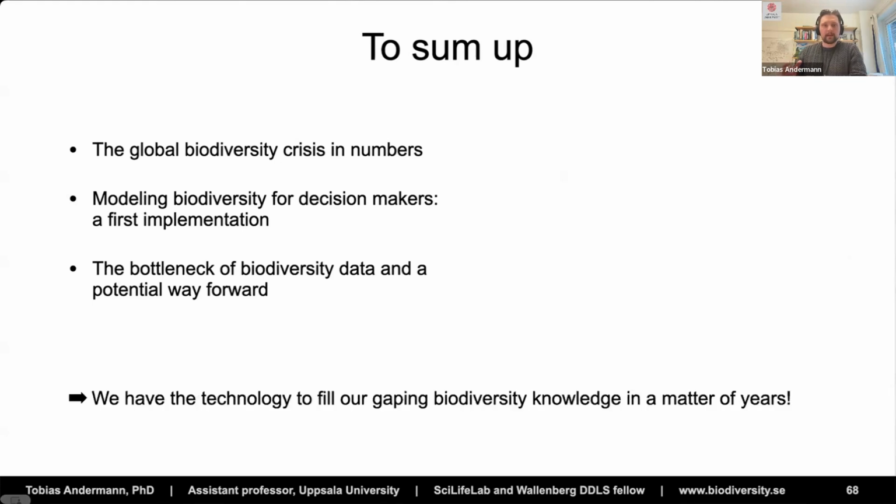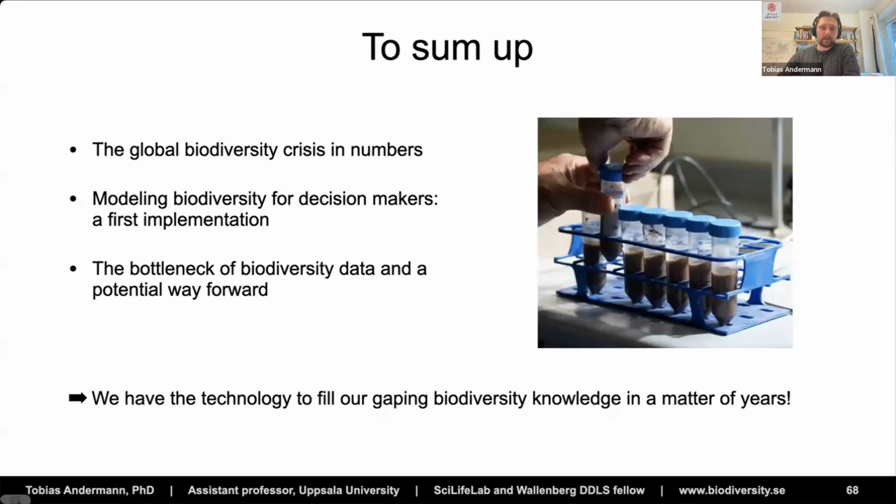So we do have the technology. We do have the sequencing technology and also the extraction and lab knowledge to get DNA from all of these samples. So we have the technology to fill our gaping biodiversity knowledge gaps in a matter of years. So maybe in time to meet these biodiversity goals. And it can be as simple as just having a soil sample of a site, and we will get so much more data than we have currently available.